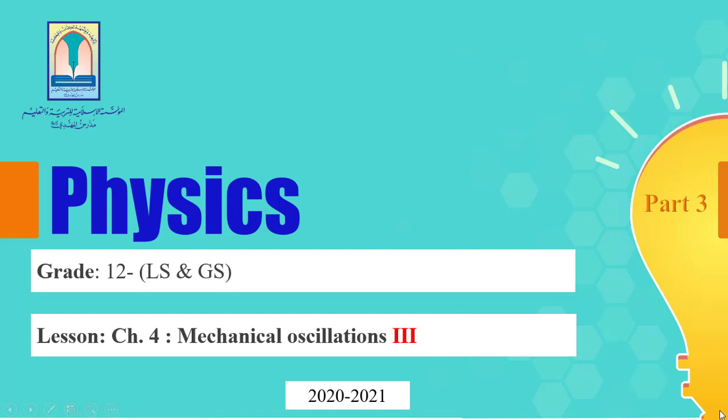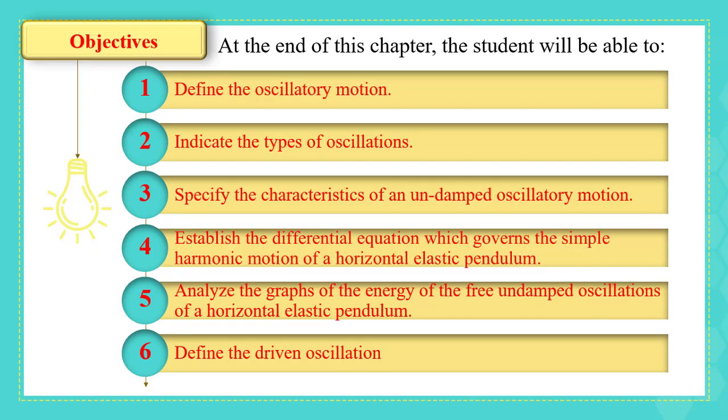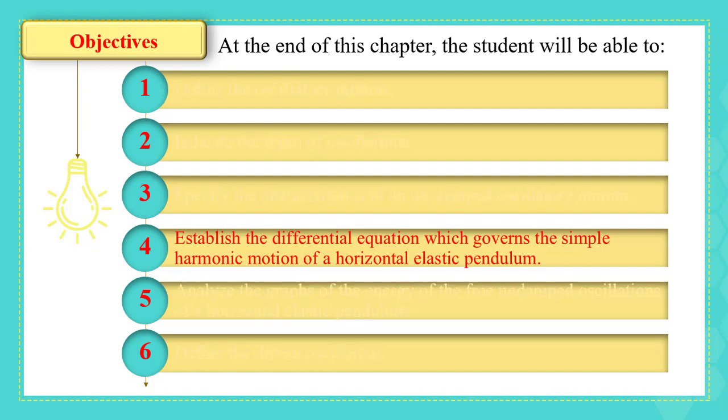This is the third part of chapter 4, which is a supplement for part 2. At the end of this part, you are going to be able to establish the differential equation which governs the simple harmonic motion of a horizontal elastic pendulum using methods in physics.